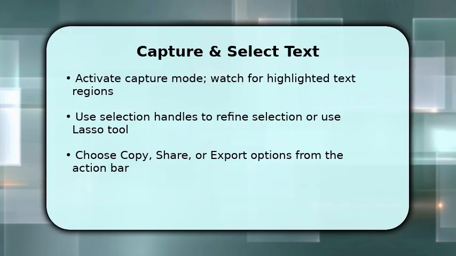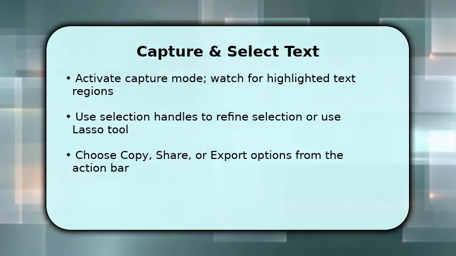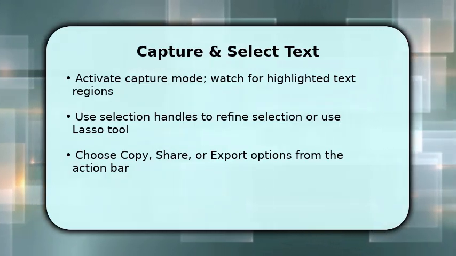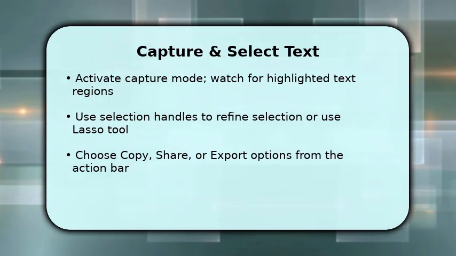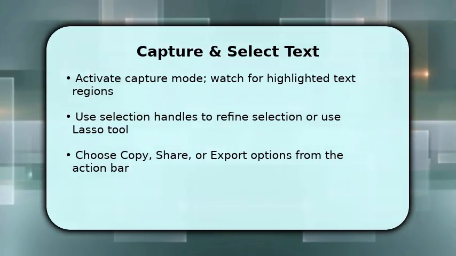Once selected, choose Copy to Clipboard, Share to another app, or Export as text. Make sure to preview the extracted text to catch OCR glitches before you paste it into documents or messages. Finish by pasting the copied text into your target app and quickly scanning for OCR mistakes.